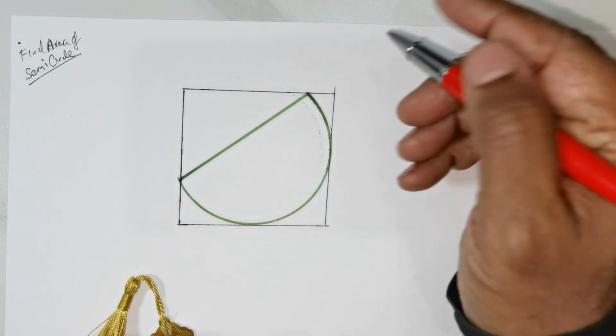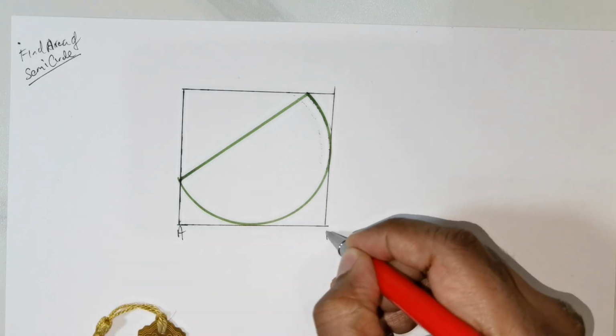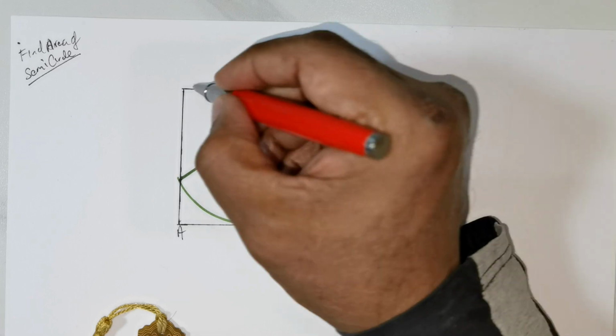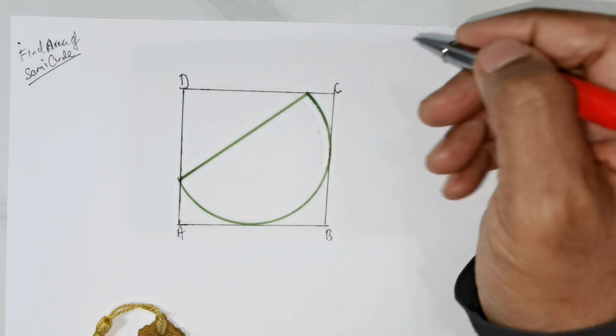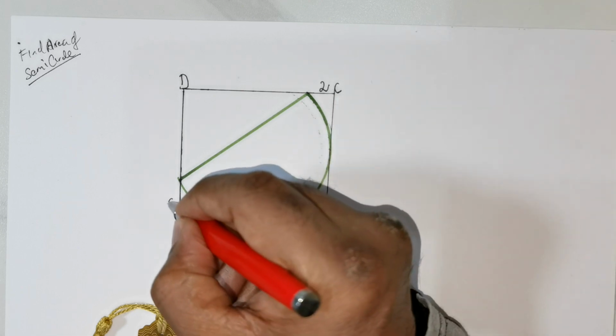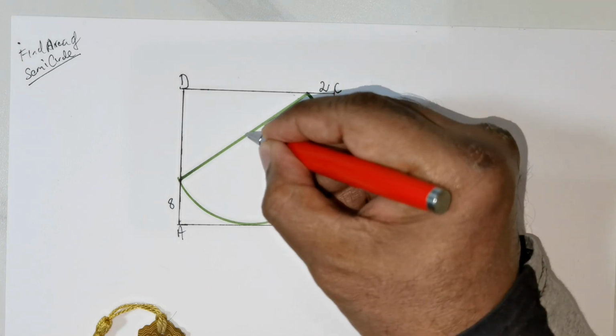So we are expected to find the area of the semicircle. So I'm going to name it as ABCD. Now this distance is given as 2 units. This is given to be as 8 units. Now figure is not to scale. And this is the center.